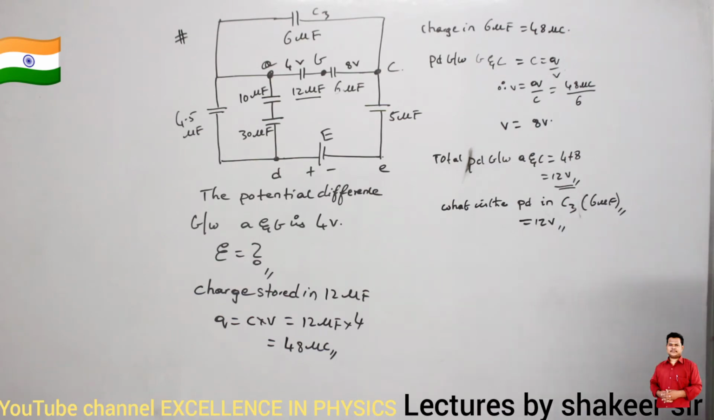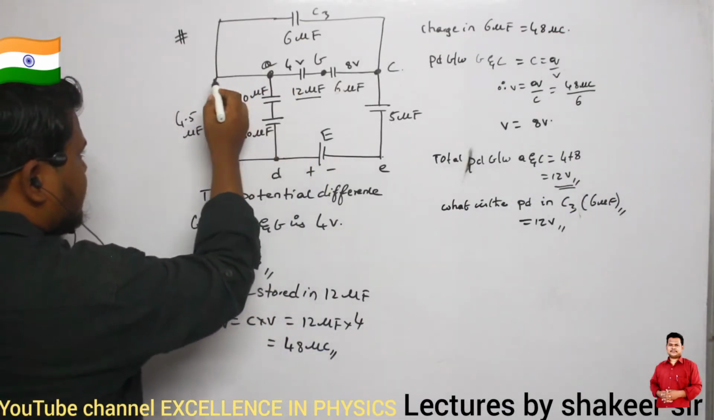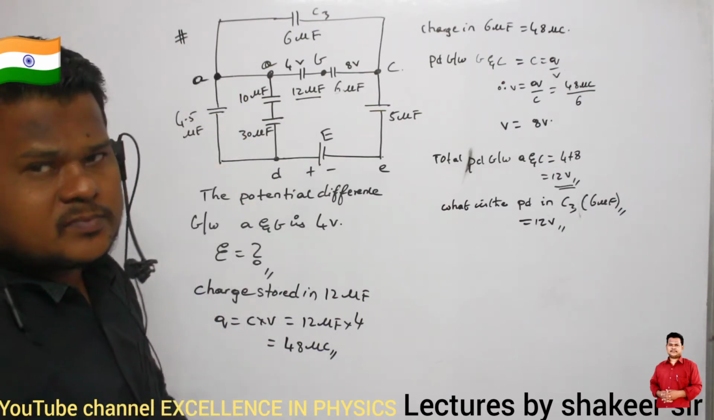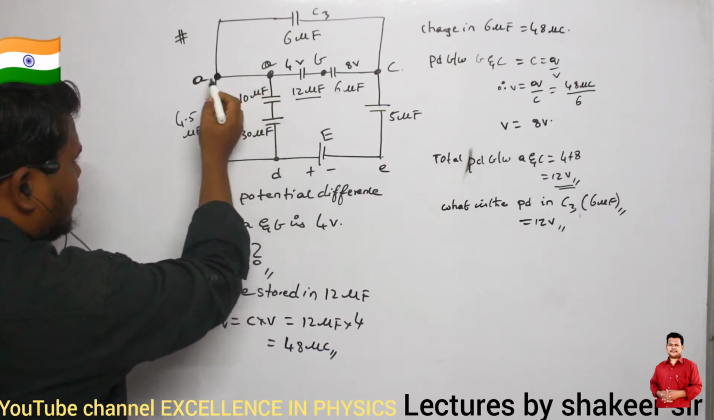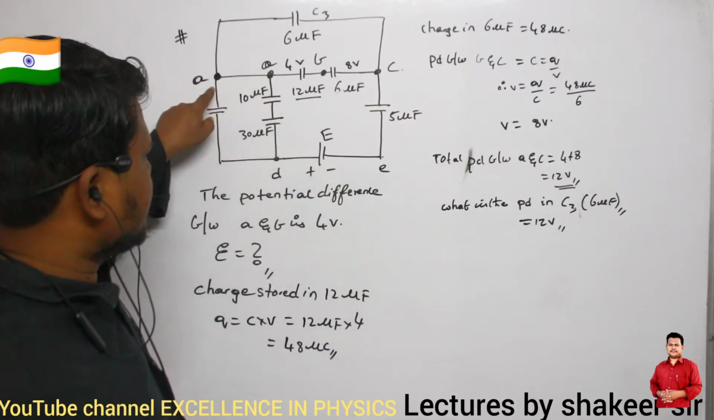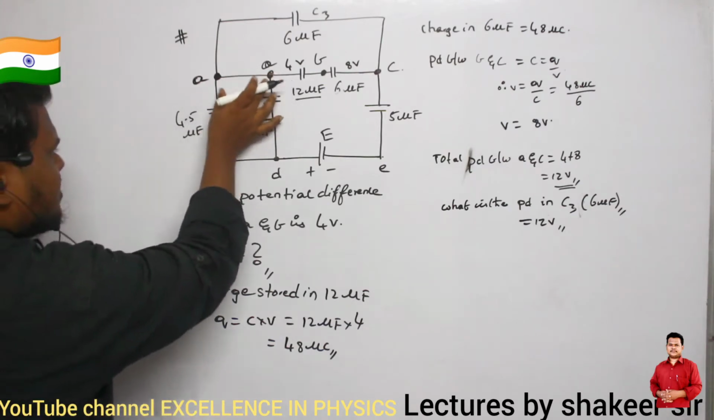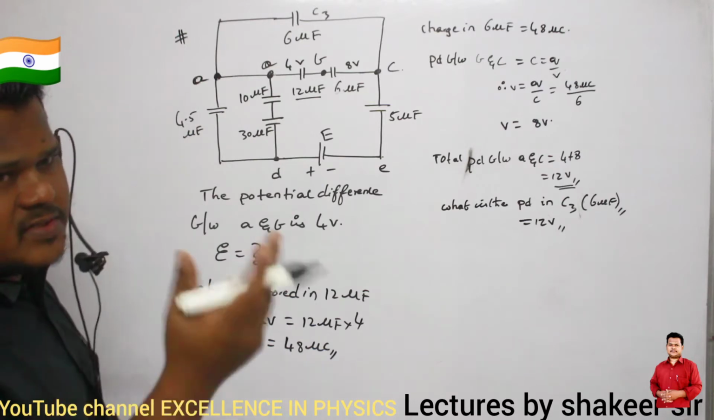What can be the reason? Reason is that this point, if it is A, this point also I can call as A only, no? Both these points are at the same potential. Why the same potential? Because there is no capacitor, there is no resistor. So this point and this point are present exactly at the same potential.